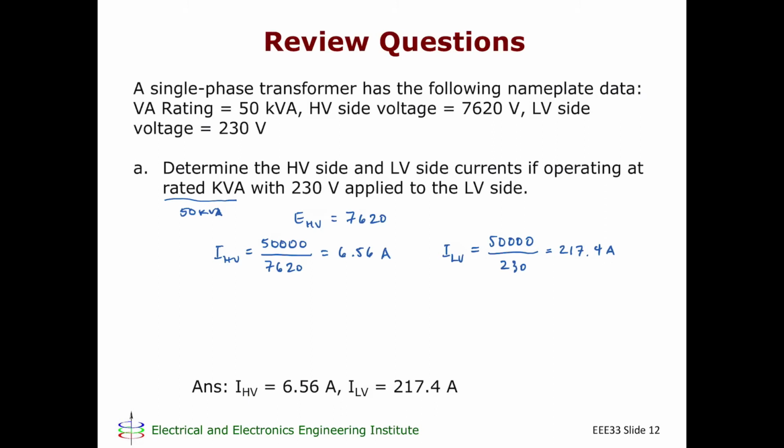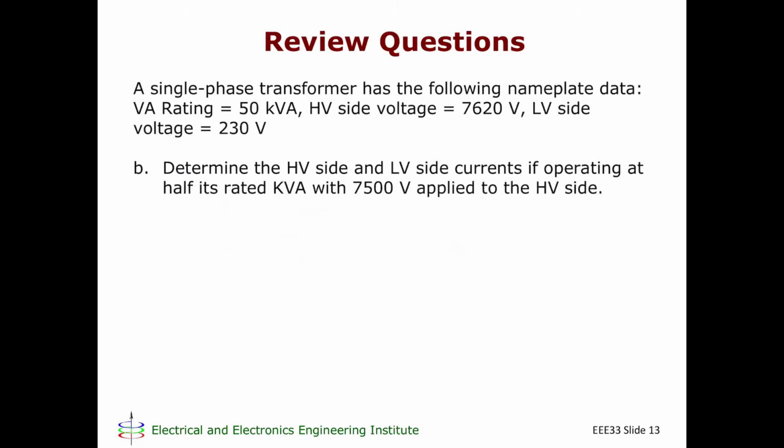Let's make it a little bit more interesting. Determine the high voltage side and low voltage side currents if operating at half its rated kVA, so meaning it's operating at 25 kVA, with 7,500 volts applied to the high voltage side. Now, even if the transformer was designed for 7620, that will not stop you from applying a different voltage. As long as it's near the rated voltage, the transformer should operate fine. It will follow the turns ratio it was designed for.